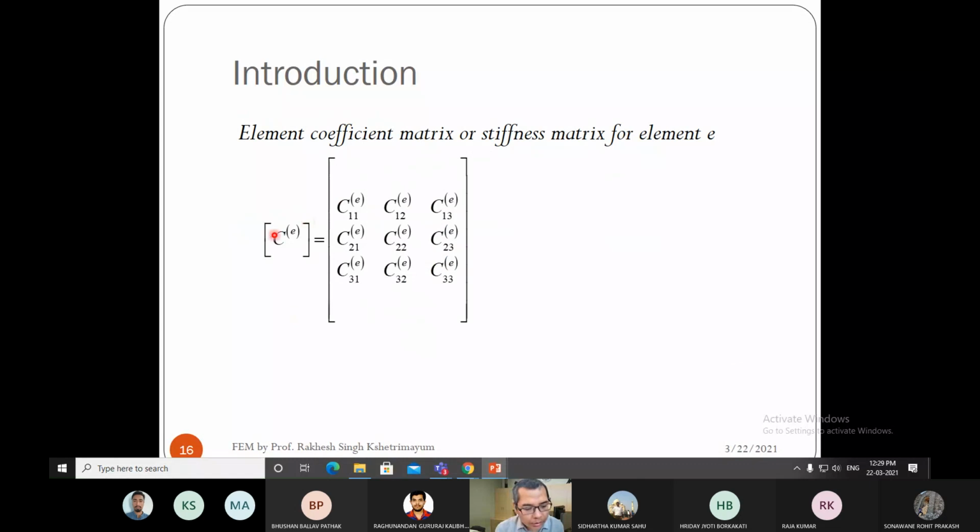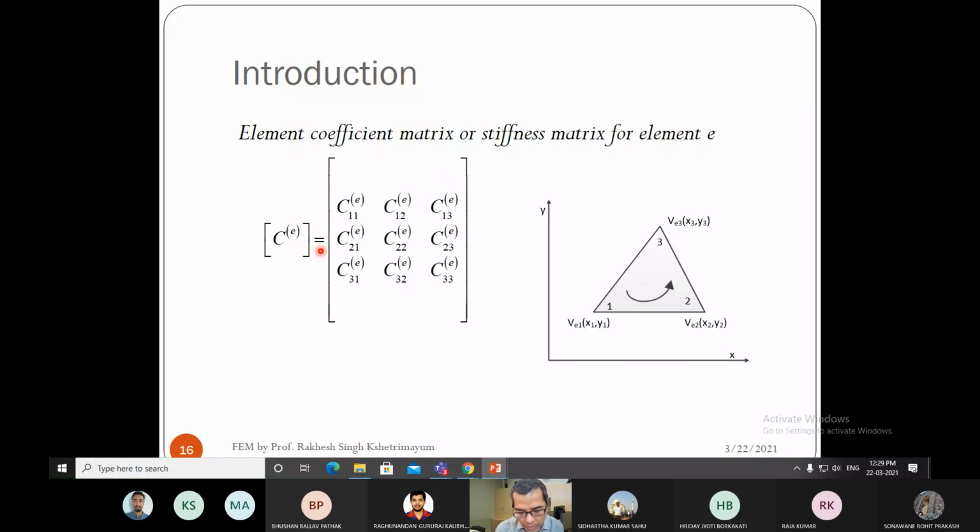So the coupling matrix, see this is a triangular element. How many nodes are there? 1, 2, 3 nodes are there. So you find the coupling coefficients 1,1, 1,2, 1,3, or let's say 2,1, 2,2, 2,3, 3,1, 3,2, 3,3. So you'll have 9 elements here. The coupling coefficient matrix, or what people sometimes call the stiffness matrix for the element e, can be written like this: C11, C12, C13, C21, C22, C23, C31, C32, C33. There will be 9 elements here. So for one triangular element, we need to calculate 9 coupling coefficients.